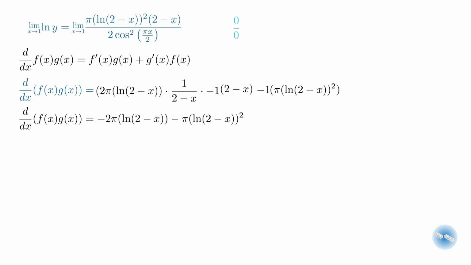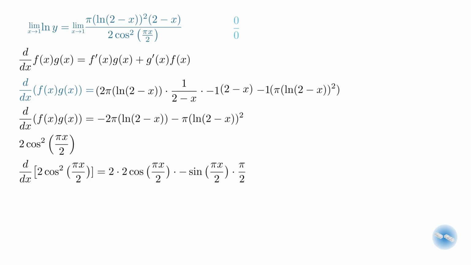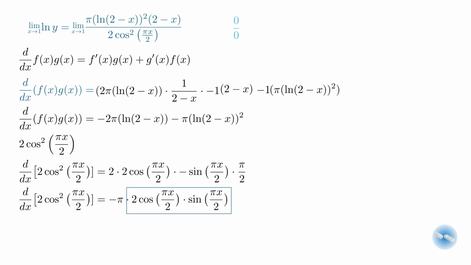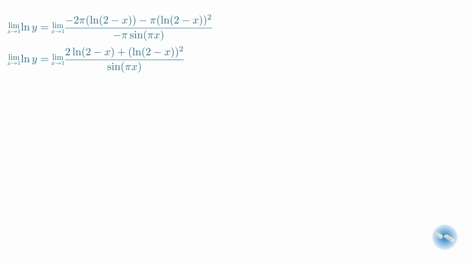Let's do a little bit of cleaning up. Differentiating the denominator using the chain rule, after simplifying this part of the derivative, has the structure of the double angle identity. We write the expression as the derivative of the numerator over the derivative of the denominator. Simplify before evaluating the limit.